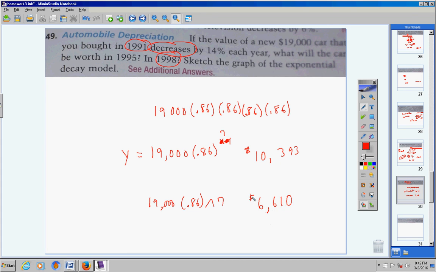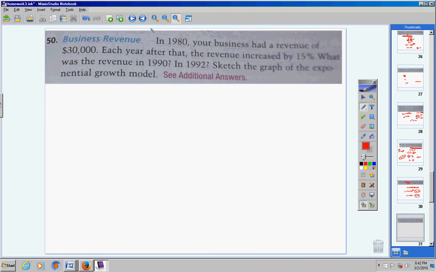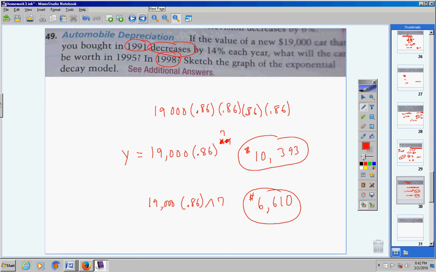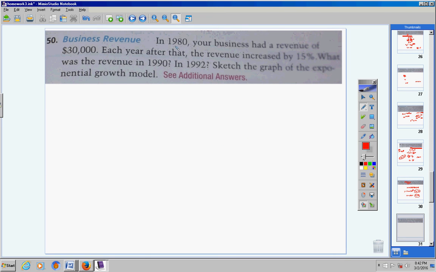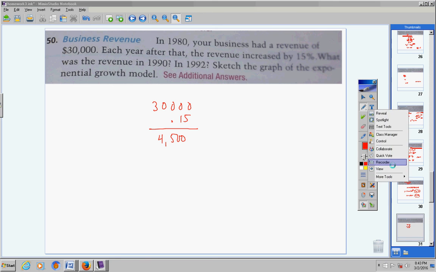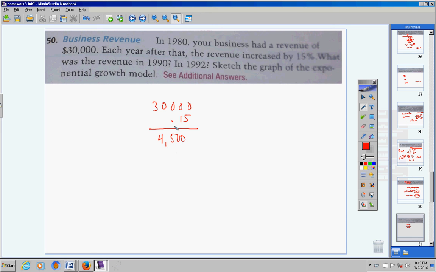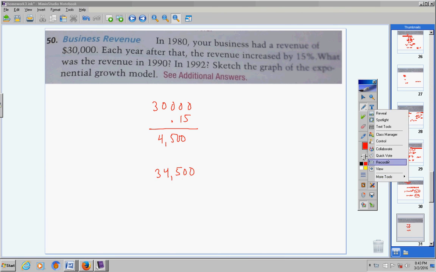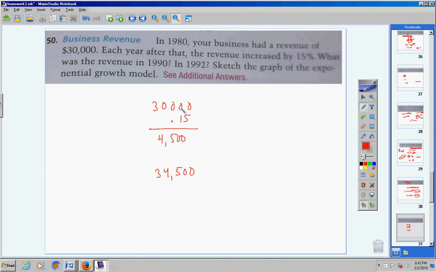So the car is worth this much after 4 years, this much after 7 years. Now let's try an increase problem. In 1980, your business had a revenue of $30,000. Each year after that, it increased by 15%. So you're more than welcome to take 30,000 and multiply it by 0.15, okay? And if you do that, you're going to get 4,500. So that's your increase. So then we're going to add that to the 30,000, and you'll get this, 34,500. So there's the new amount of the business in 1981, 1 year later.